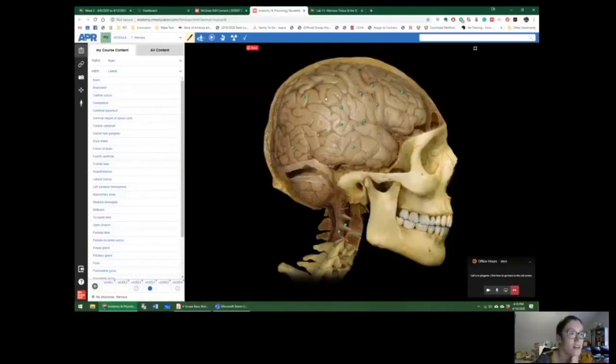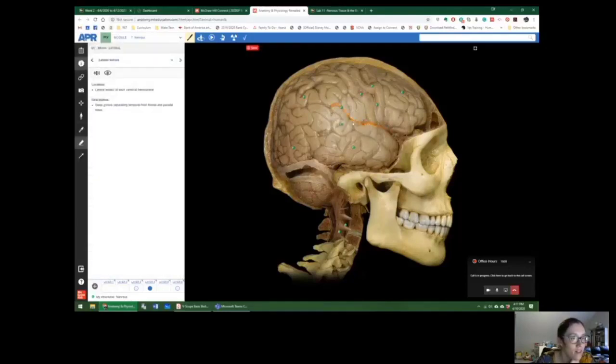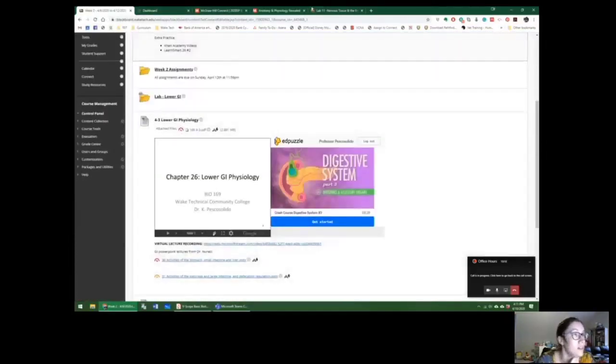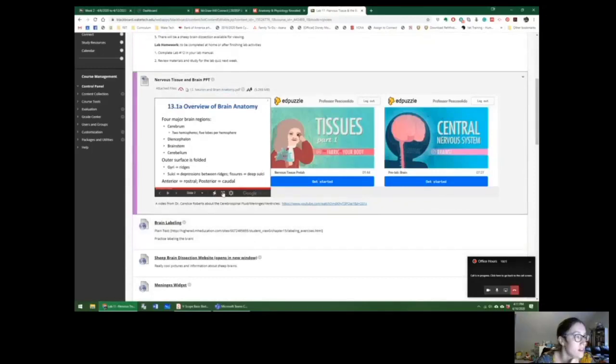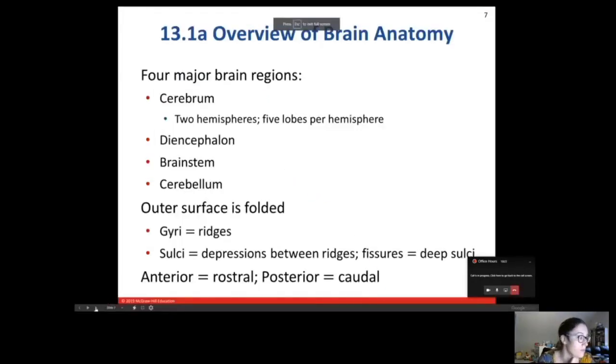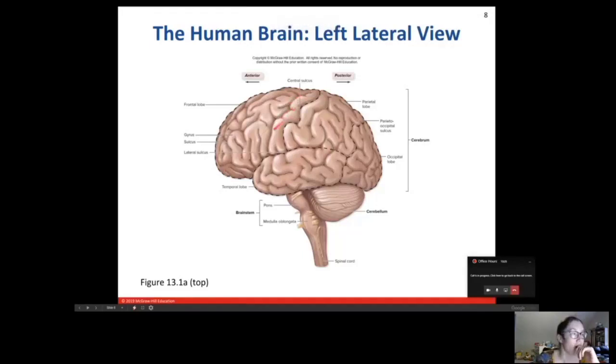So here is one of the outside of the brain, and you can see that these little areas here are going to be the gyri. This is one of the sulci, the lateral sulcus. The area in between the gyri are the sulci. So the gyri are the lumps, and these little guys here are the sulci. Once again, this is going to be the gyri, and then the areas in between are the sulci.